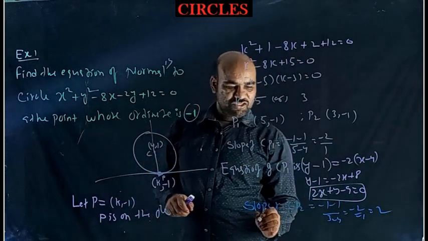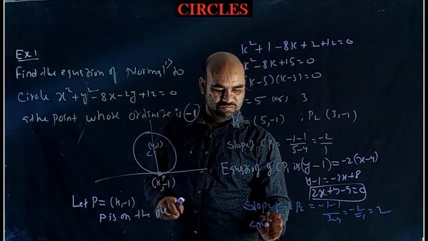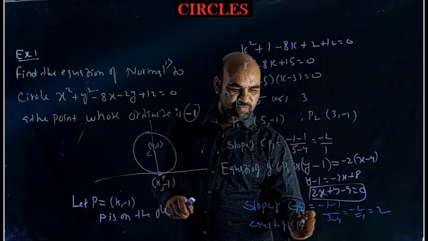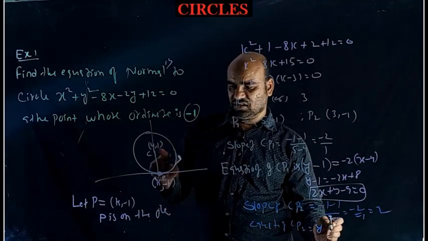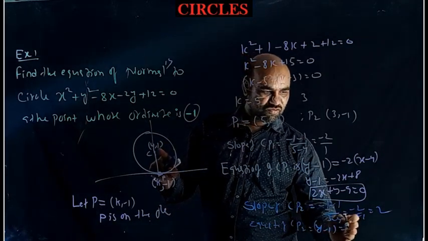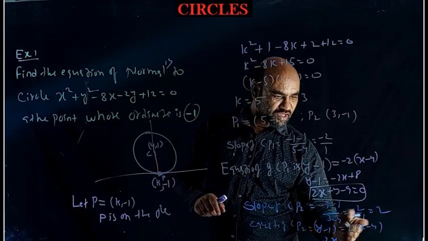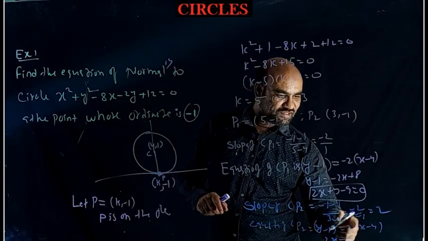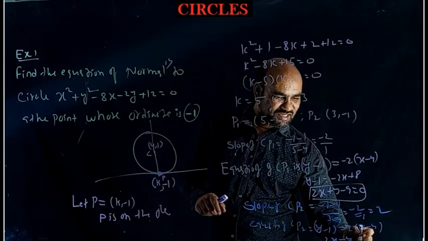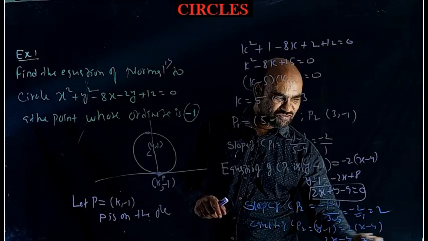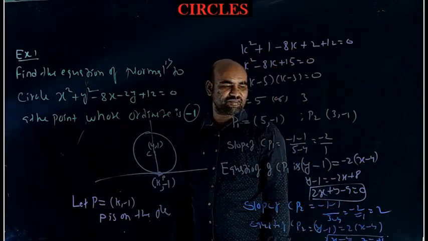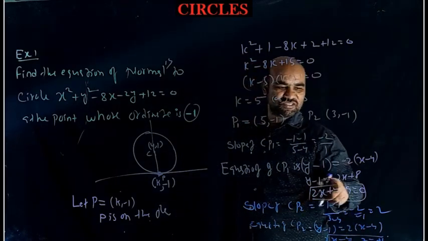Okay, directly the equation of CP2: y minus 1 equal to 2 times (x minus 4), that is 2x minus y, here minus 8 minus 7 equal to 0. This is another equation. 2x minus y minus 7 equal to 0, another 2x plus y minus 9 equal to 0.